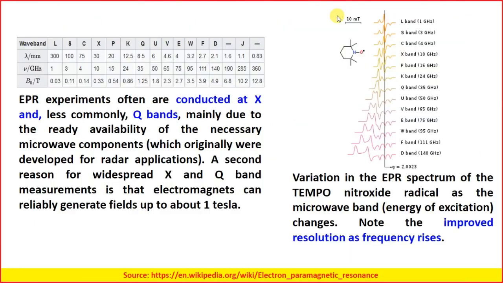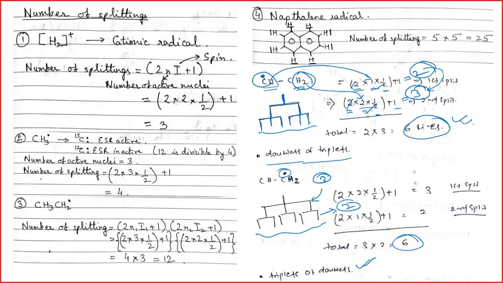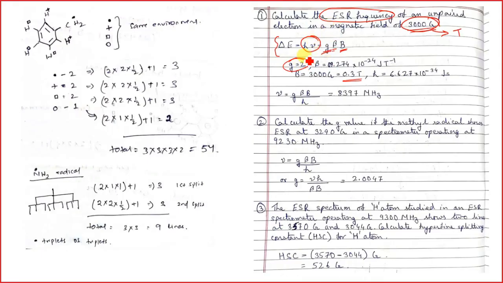So for the sake of simplicity, we would consider G to be 2. Then beta, which is the Bohr magneton, is given by 9.274 into 10 to the power minus 24 joule per Tesla. Okay, joule per Tesla. And B is in Tesla, 0.3 Tesla, and then you have h, which is given by 6.627 into 10 to the power minus 34 joule second.